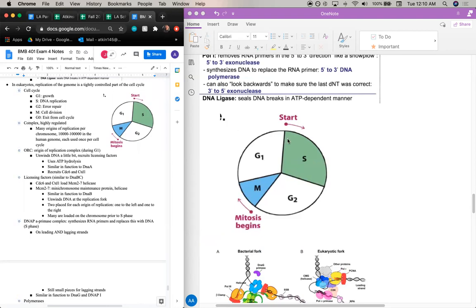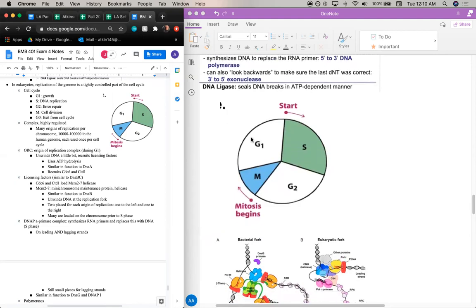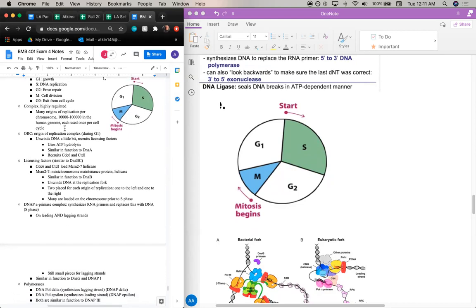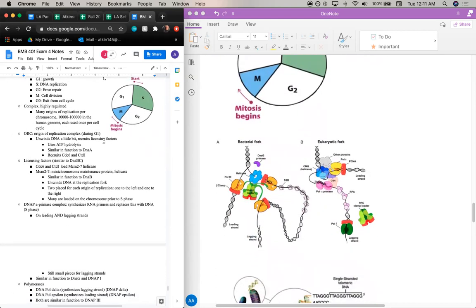There are many origins of replication per chromosome, right? We talked about needing a lot more origins of replication to synthesize those 6 billion base pairs, and each is used once per cell cycle. Awesome. So the origin of replication complex, and we see this during the G1 phase.